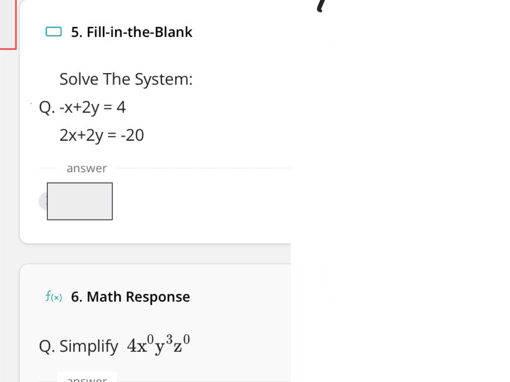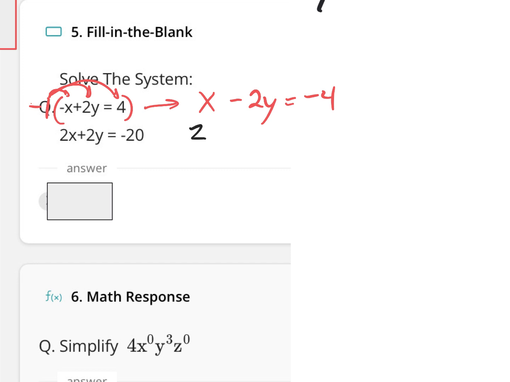I'm going to cancel out y's by making this top positive 2y a negative 2y. So I'm going to change the plus to a minus. How do you change the sign of anything? You multiply by negative 1. So when I distribute negative 1 times negative x, that's positive x. Distribute negative 1 times positive 2y, that's negative 2y. Distribute negative 1 times positive 4 equals negative 4. There's my new modified top equation.